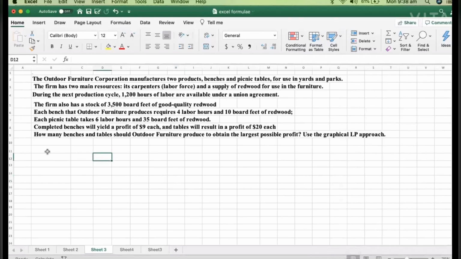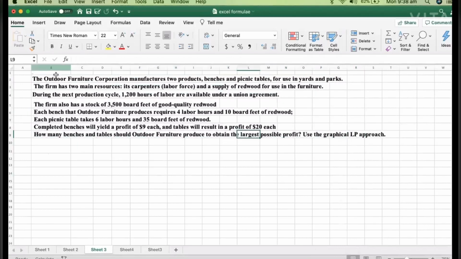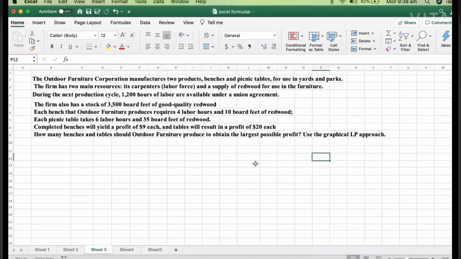Yeah, here we go. So today we will focus on this question and then proceed further on how we can do linear programming on Excel. Here we are given the information regarding a question, and we have to do on Excel how we can solve the linear programming equation graphically.